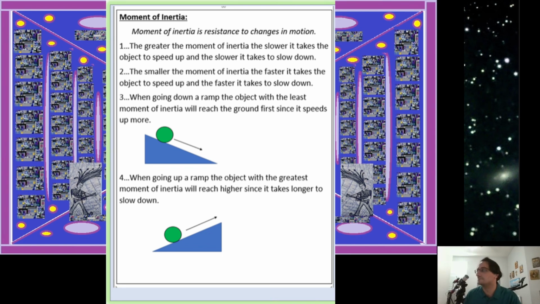So the smaller the amount of inertia, the faster the object speeds up and the faster it slows down. When going down a ramp, the object with the least amount of inertia will reach the ground first since it speeds up more. The object with less inertia will pick up more speed because it's easier for it to accelerate. When going up a ramp, the object with the greatest moment of inertia will reach higher since it takes longer to slow down.